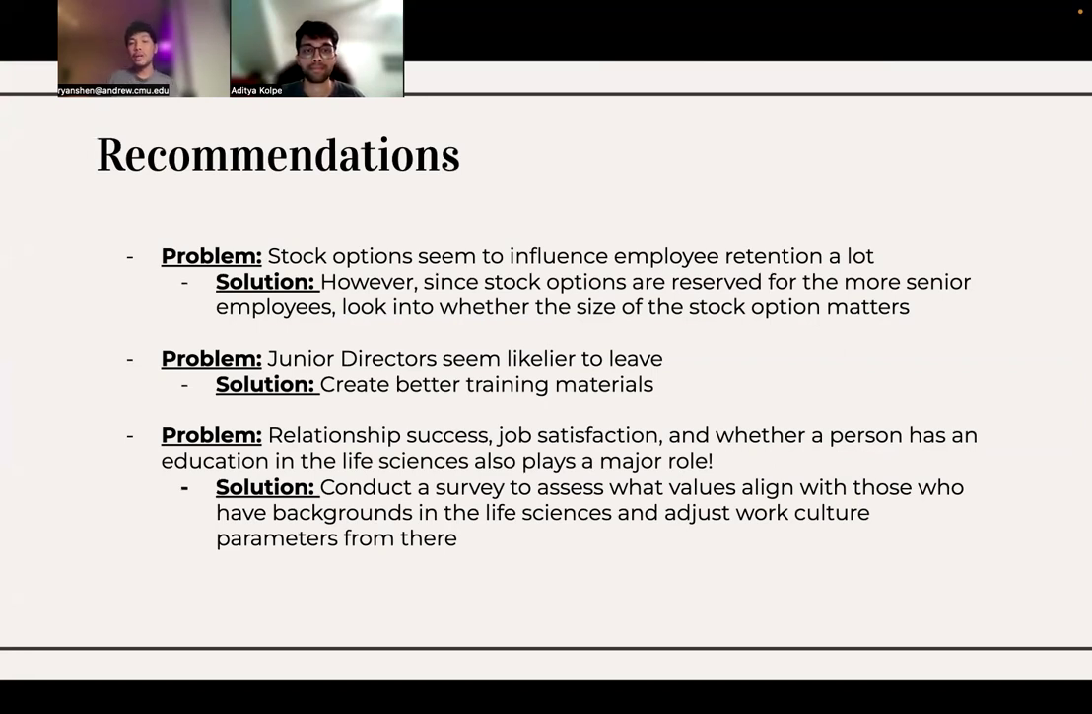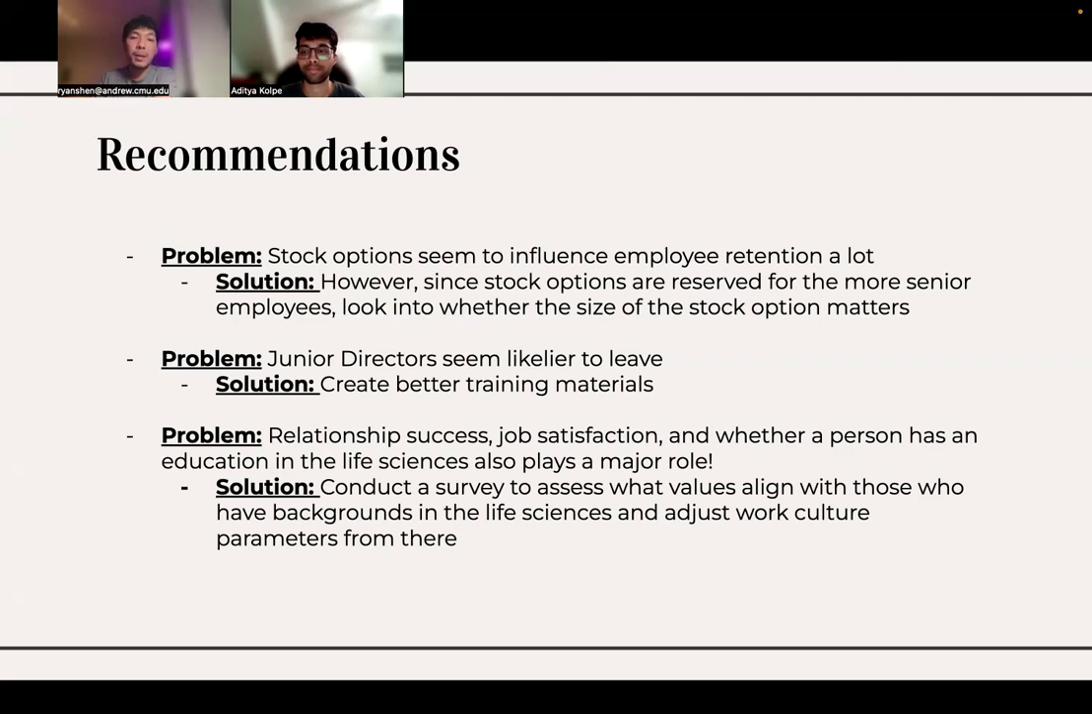Another problem is that junior directors seem likelier to leave because this is a rather thorny problem that exists across all workforce development, like all workforce sectors or all sectors. It's better to create training materials to prepare for the inevitable employee turnover so that you can lessen the blow.